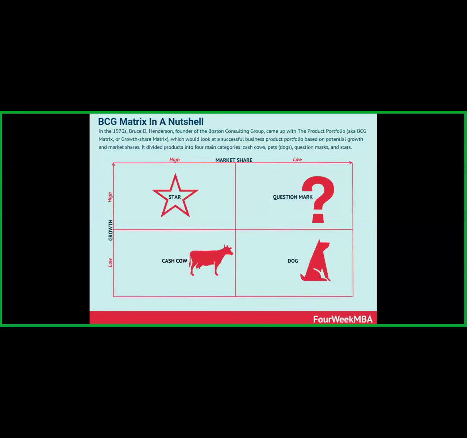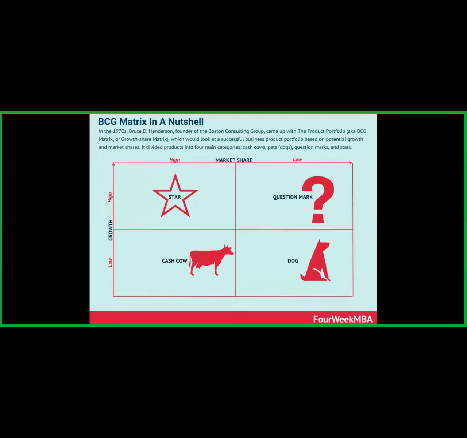So the BCG matrix. In the 1970s, Bruce Henderson, founder of Boston Consulting Group, came up with the product portfolio, or BCG matrix, or growth share matrix, which would look at a successful business product portfolio based on potential growth and market share. It divided products into four main categories: cash cow, pets, also called dog, question mark, and star.